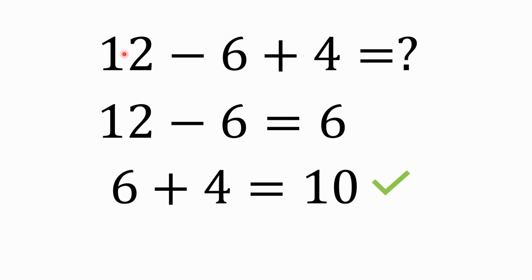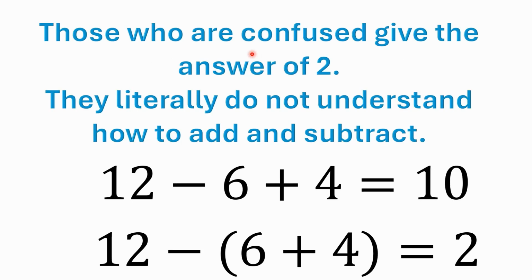And there are a lot of people out there who are trying to insist that 12 minus 6 plus 4 is equal to 2. I'm going to show you why that's not true. Those who are confused give the answer of 2. They literally do not understand how to add and subtract. And this is where it's really sad. They believe they understand PEMDAS is telling them the answer is 2 because they believe somehow that addition comes before subtraction. 12 minus 6 plus 4 is equal to 10.